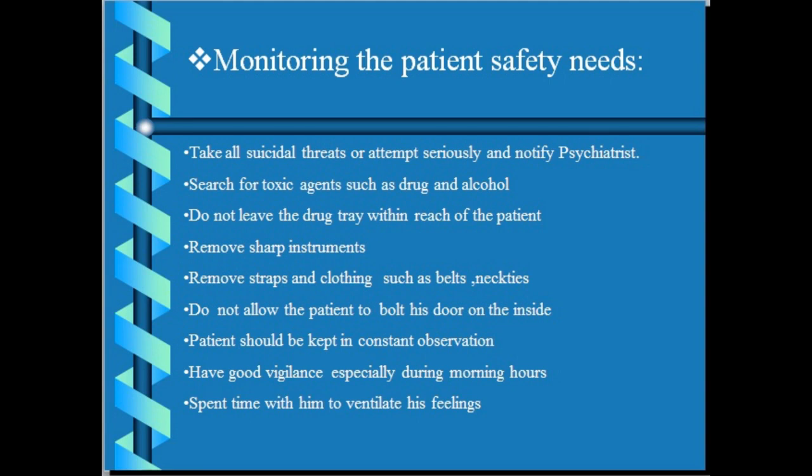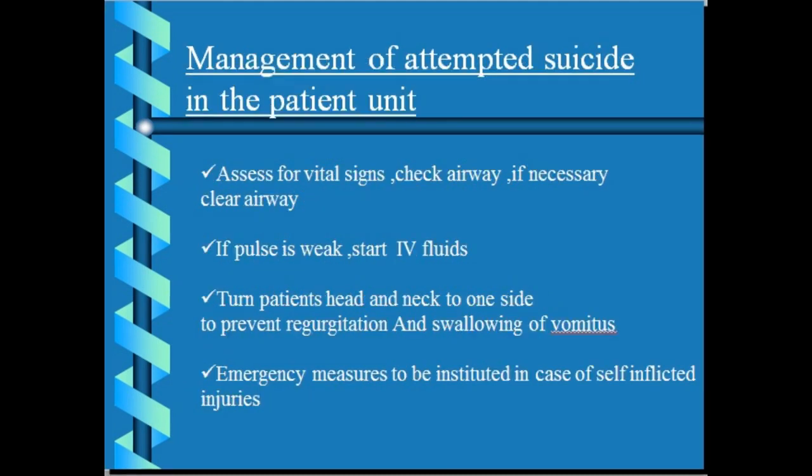If a patient attempts suicide in a patient unit, what is the nursing management to be taken? Assess vital signs. Check airway. If necessary, clear the airway. If pulse is weak, start IV fluids. Turn the patient's head and neck to one side to prevent regurgitation and swallowing of vomitus. Otherwise, what will happen? It will lead to choking. Emergency measures should be instituted in case of self-inflicted injuries.